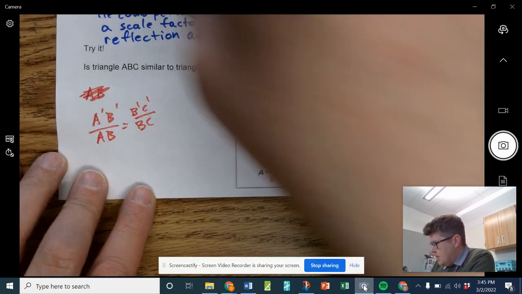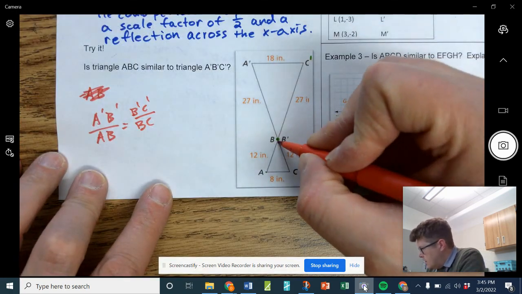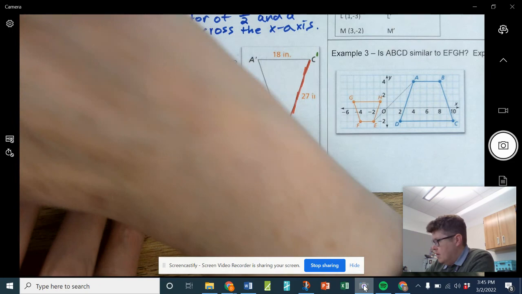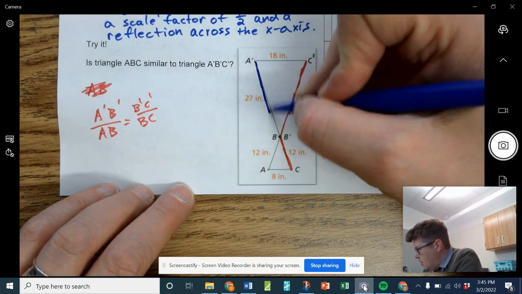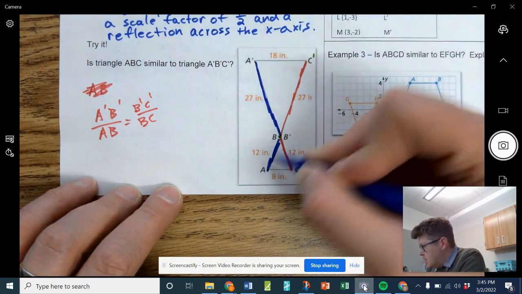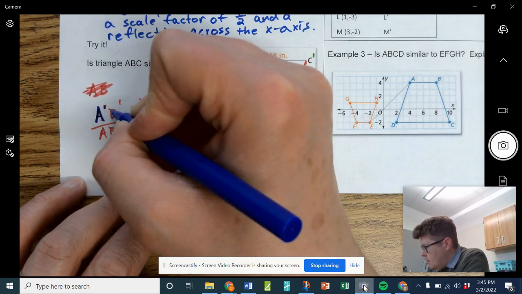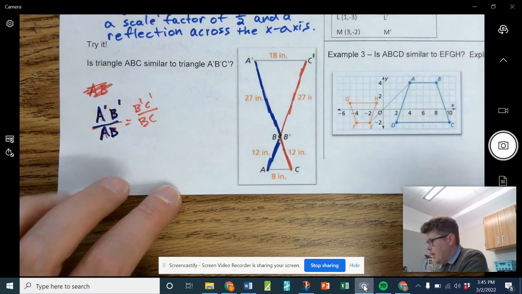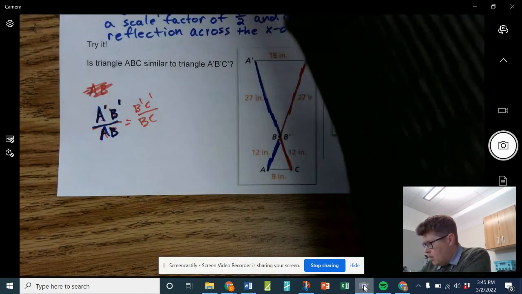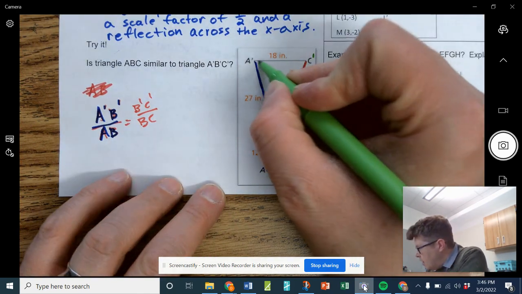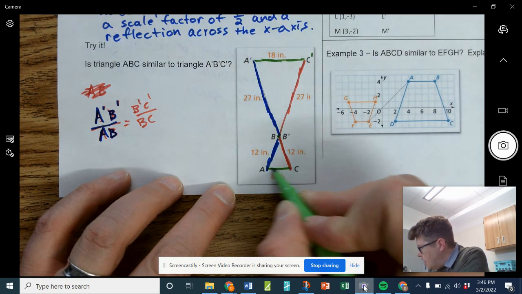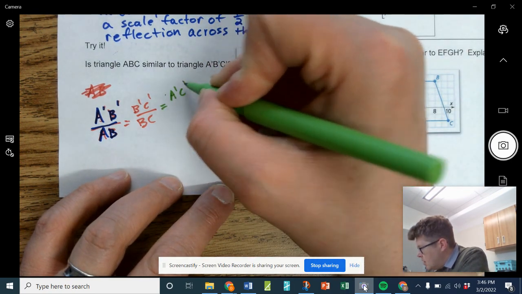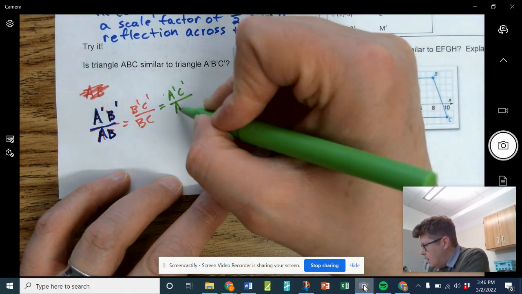Okay, let's actually do this right here, right? That matches to that. Okay. This matches to this, so I'll actually do this in blue to kind of match this up a little bit better. Okay. And then the final one, let's do this one in green, right? A prime, C prime, and then A to C.